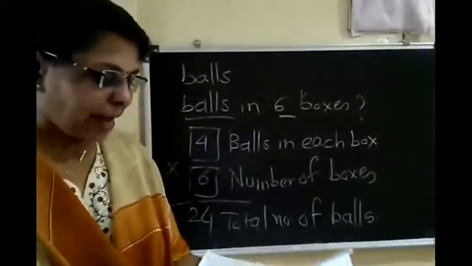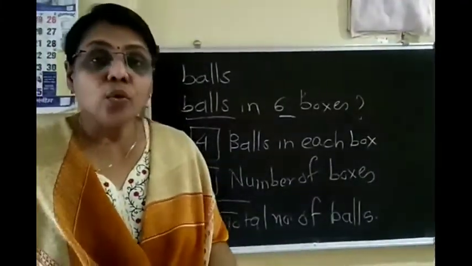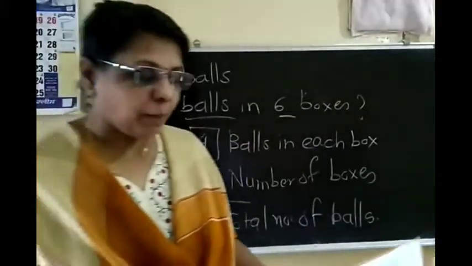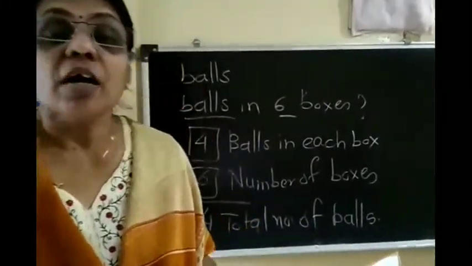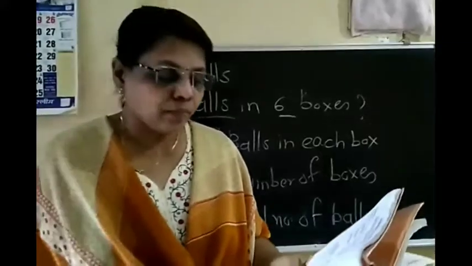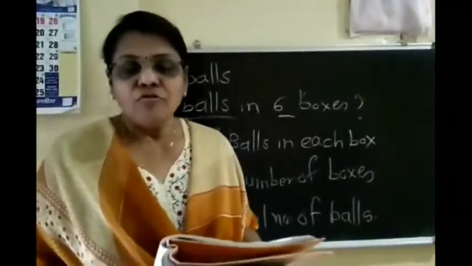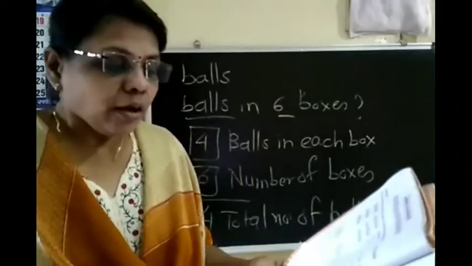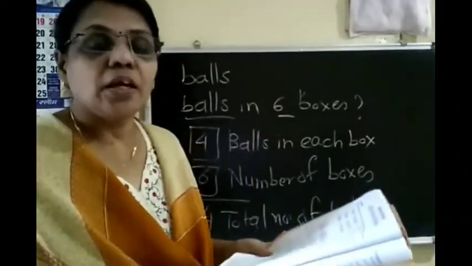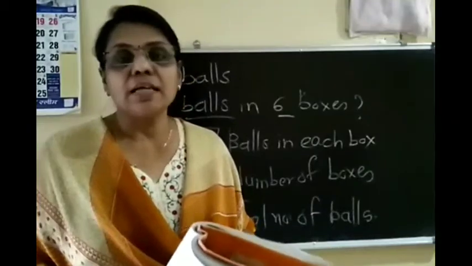So the next sum you can do as homework. You can see the picture. 4 baskets are there and 5 apples in each basket. So in all, how many apples do you have? For that, simple multiplication, 5 into 4. I'm just explaining to you. Please try to solve this as homework.